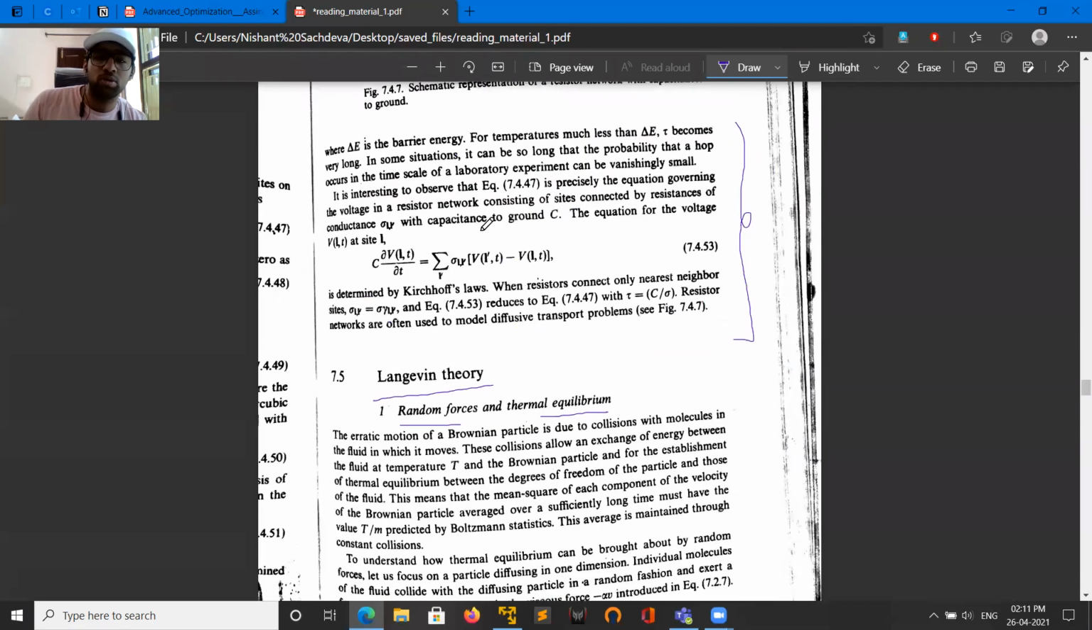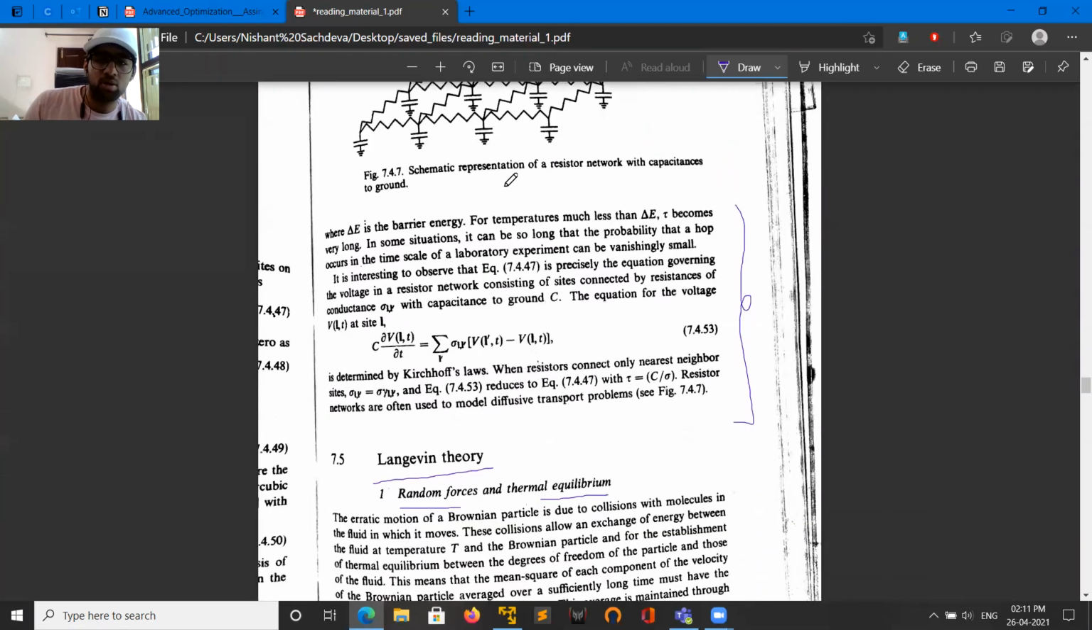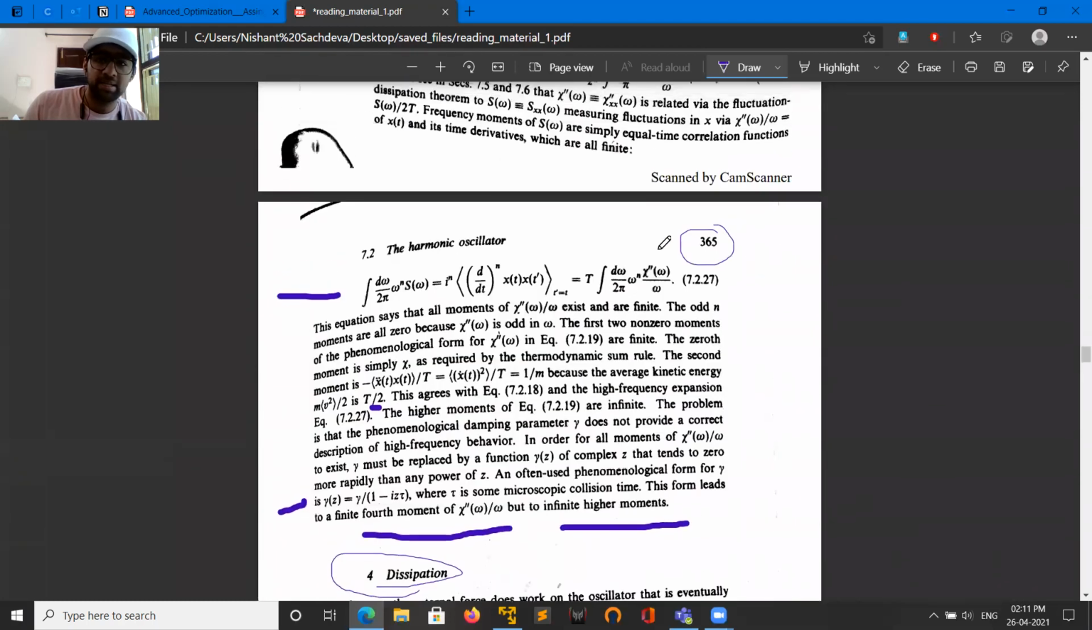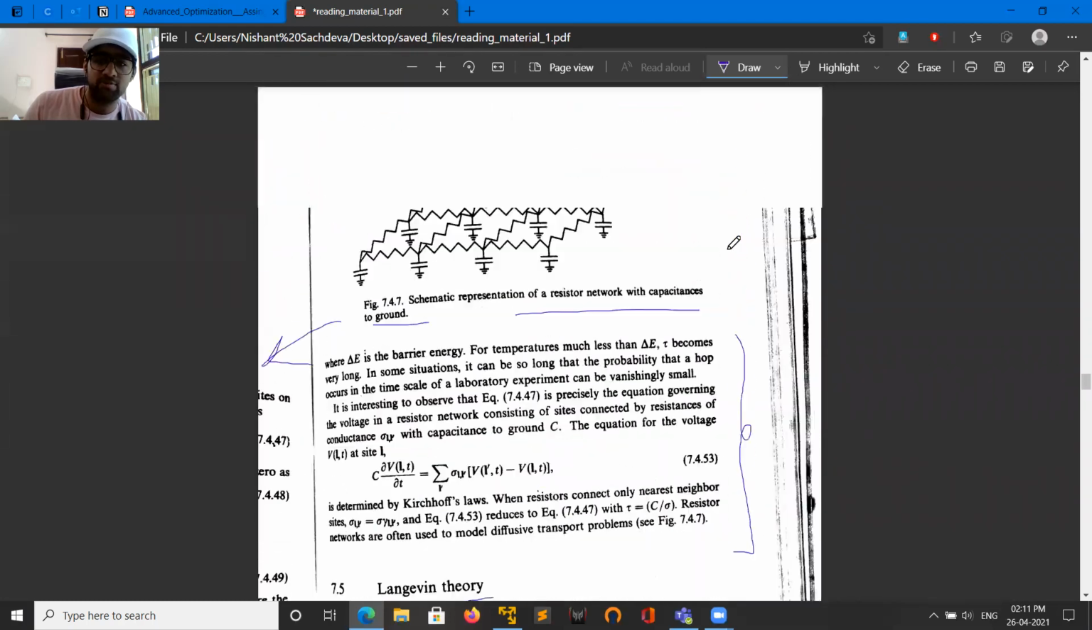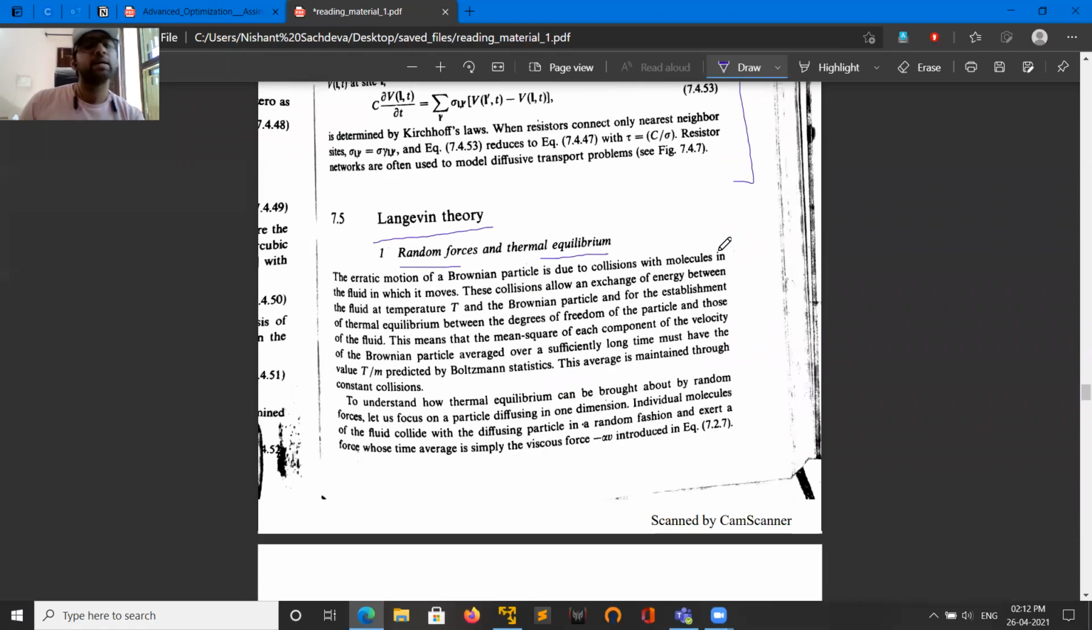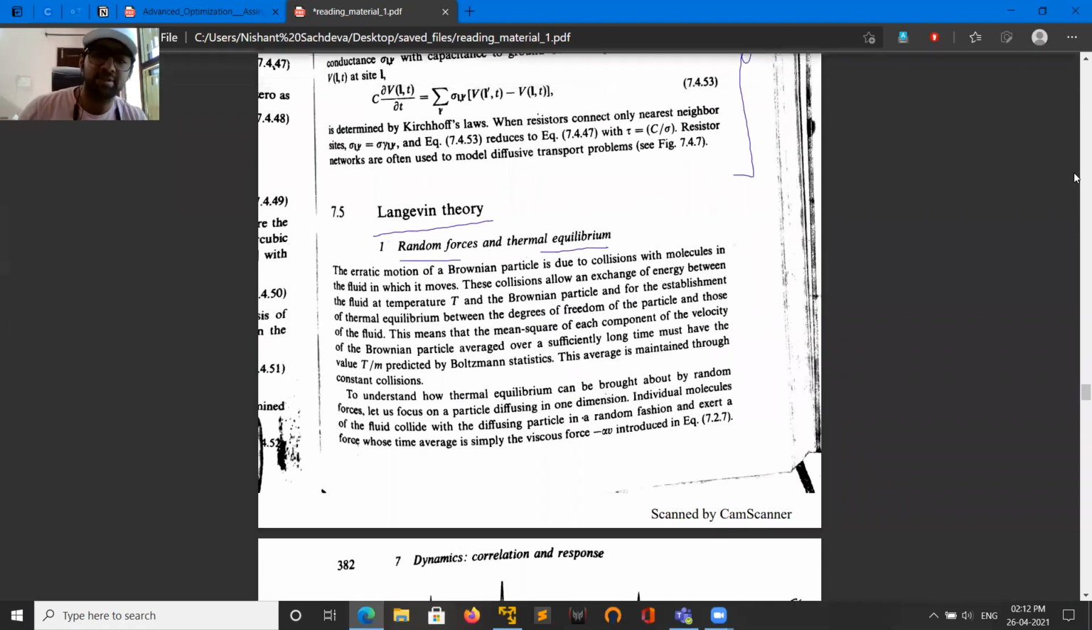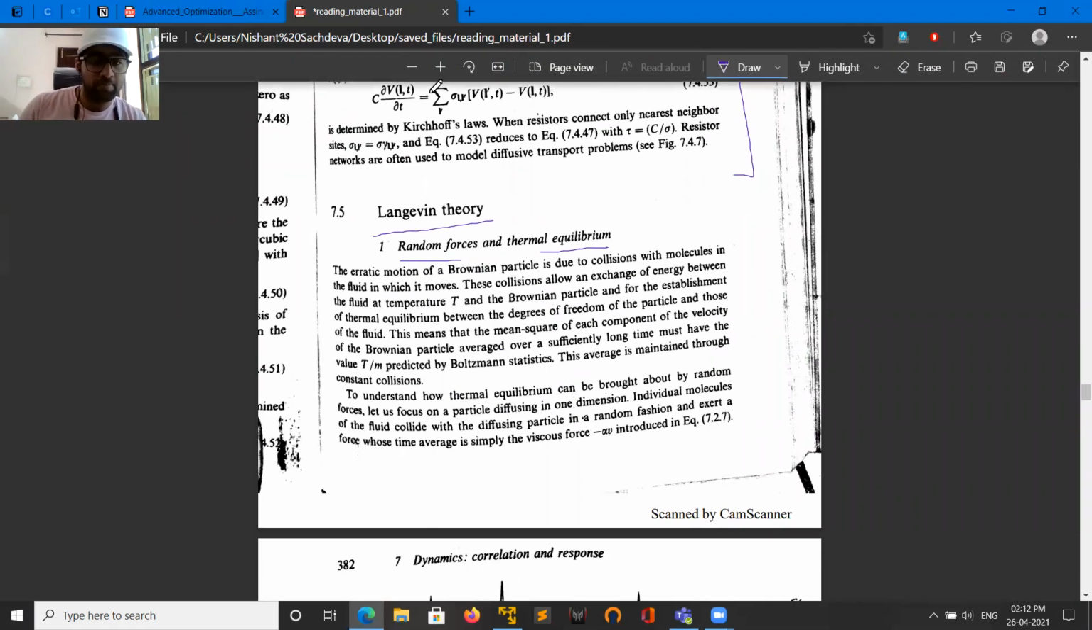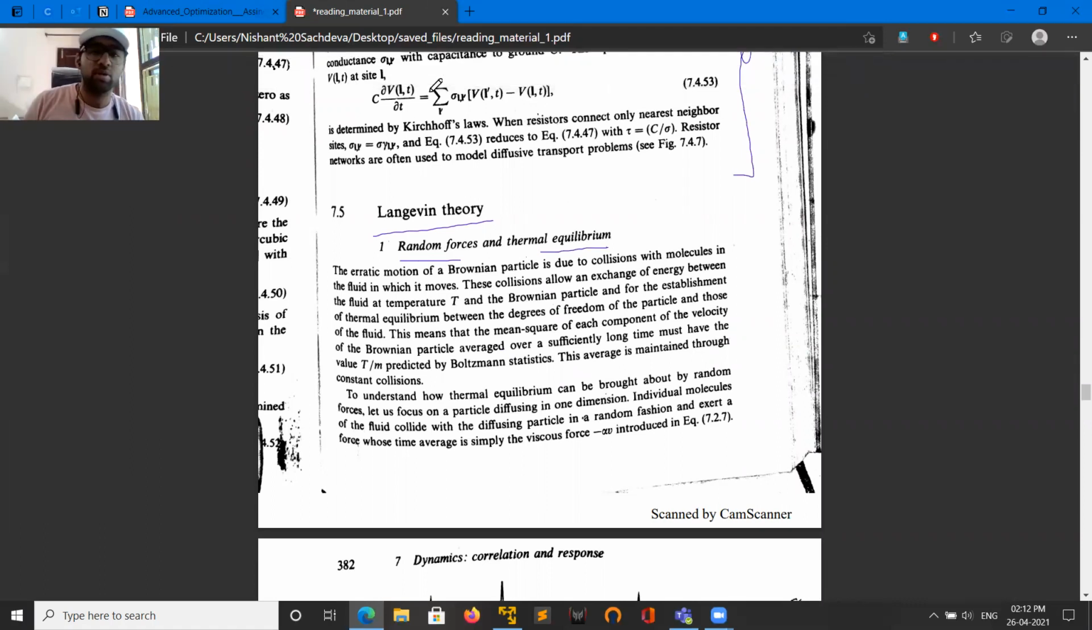Now this part is something we're ignoring because it's coming from back here, which we have not done. See, page number 365 and page number 380. So we've made a bit of a jump here. Now we have what's called the Langevin theory. Now the erratic motion of the Brownian particle, remember Brownian motion? So that's water and everything moves around.